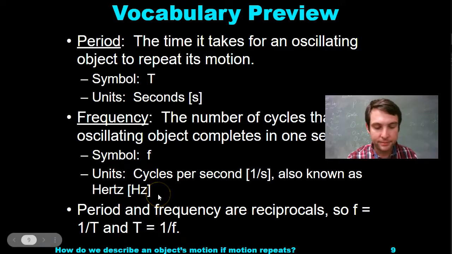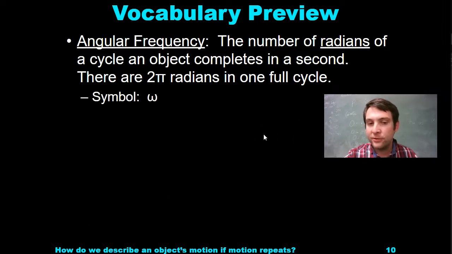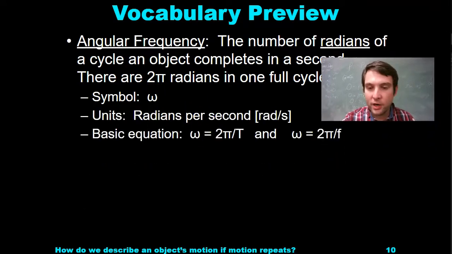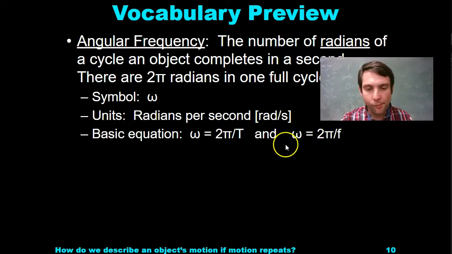And remember, period and frequency are reciprocals, so f equals the inverse of the period, and period equals the inverse of frequency. We also have angular frequency, which is the number of radians a cycle of an object completes in a second. There are 2 pi radians in one full cycle. Remember, the symbol is omega. The units are radians per second. The basic equation is omega equals 2 pi over the period, and 2 pi times frequency.